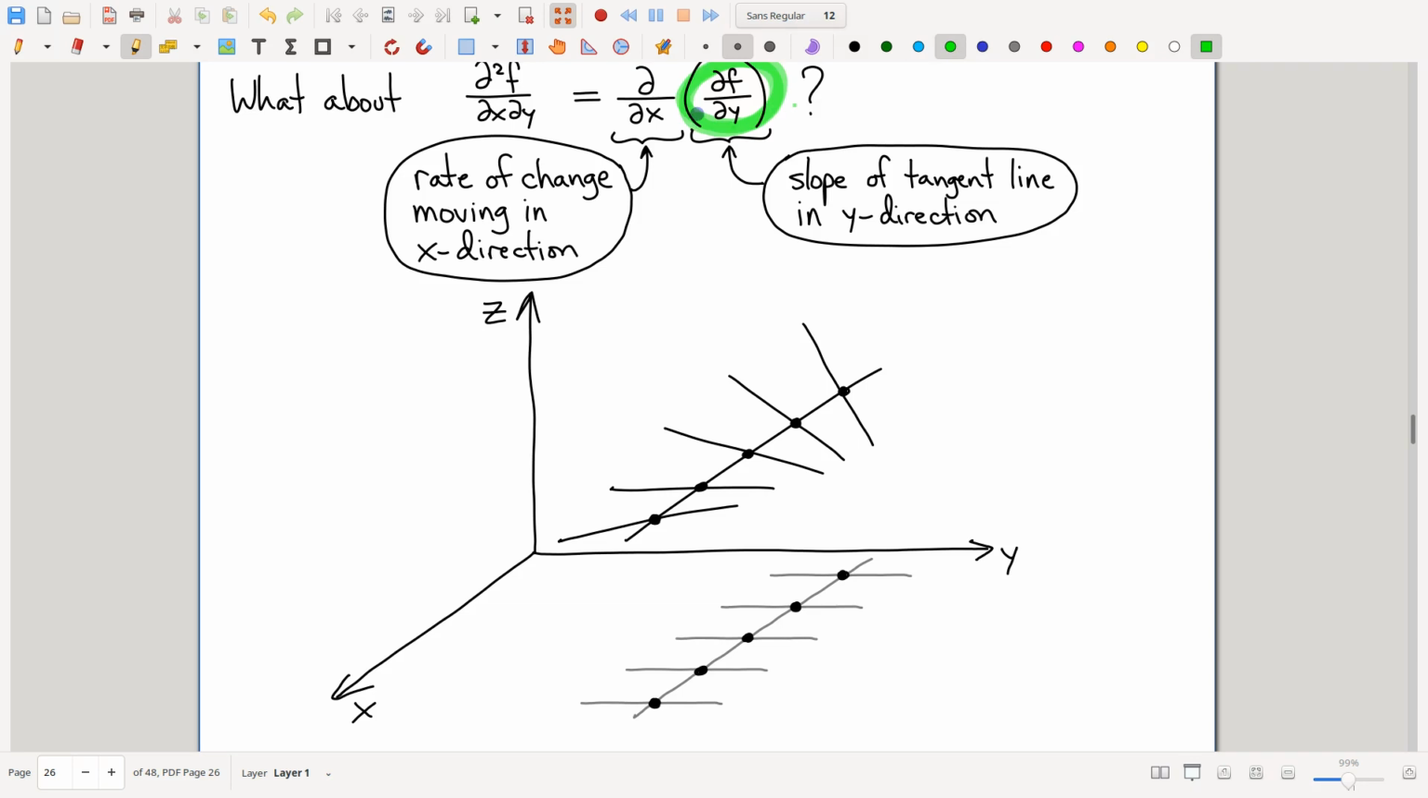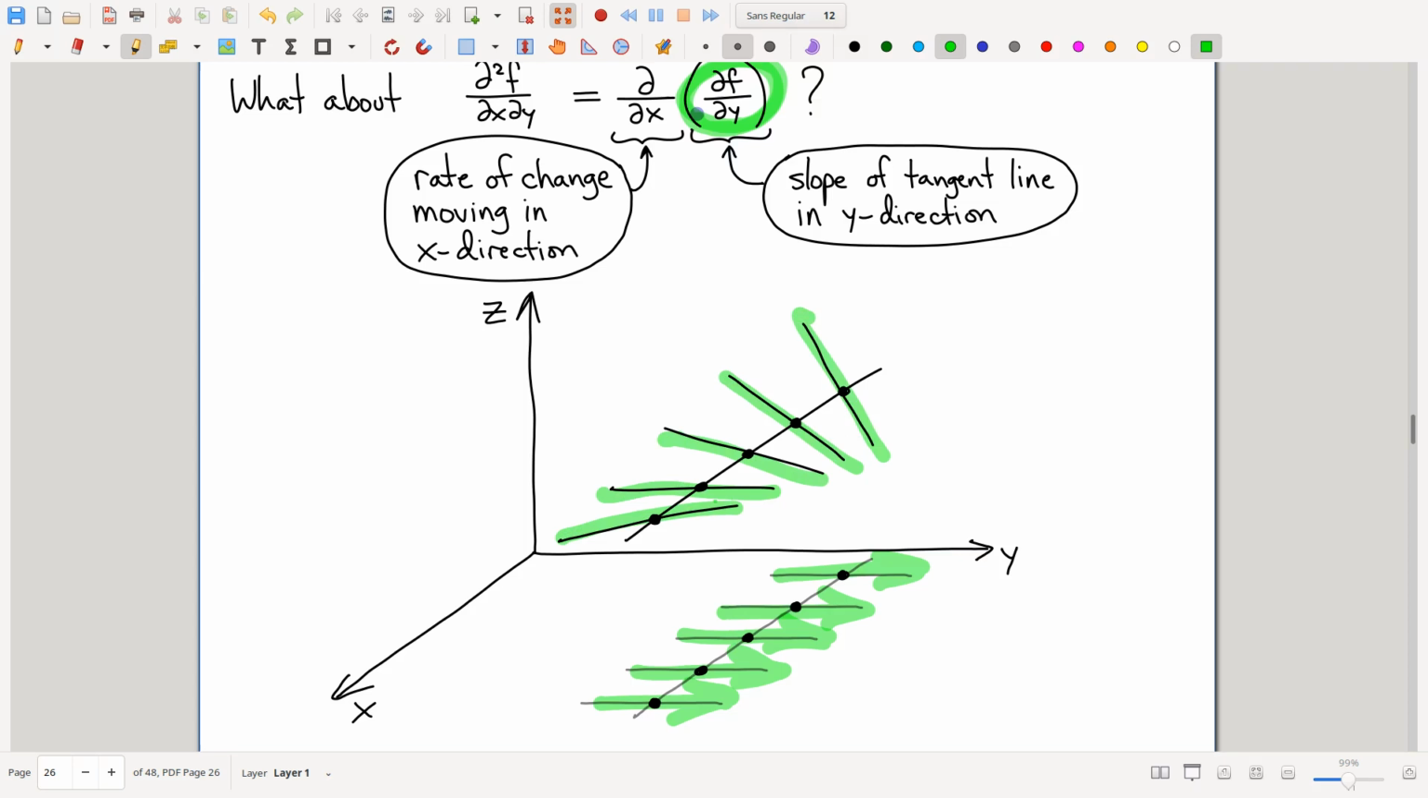Y partials are the slope of the graph as I point in the y direction. So here I am looking in the y direction at various different points. You'll see why we're looking at various different points in just a moment. But looking in the y direction, here are the tangent lines that I'm going to presume as I look in the y direction at these various points.